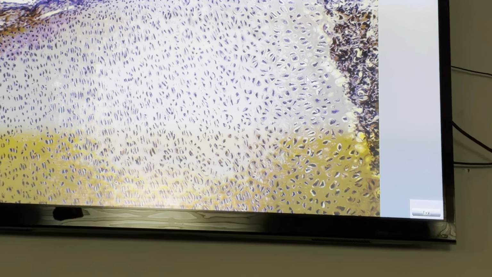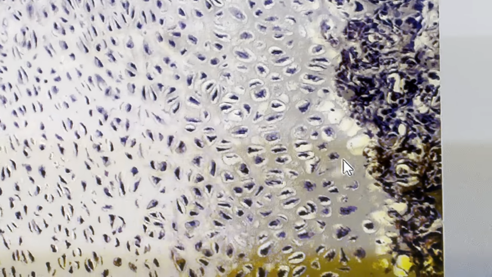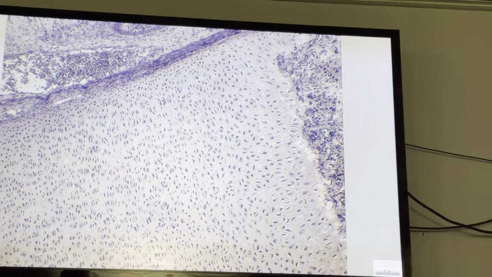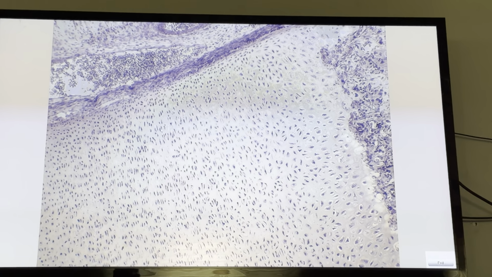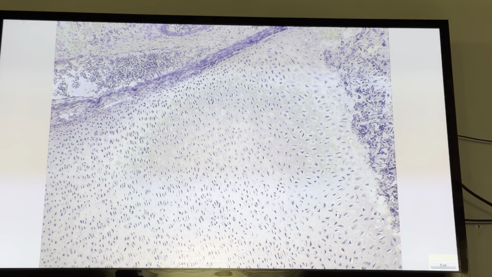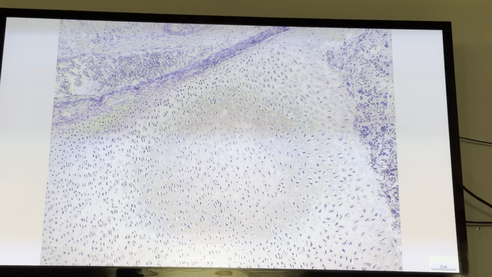Resting zone consists of typical chondrocytes. Proliferative zone, we can see columns of stacked cells. Hypertrophic zone, chondrocytes are swollen. Calcified zone, these cells are dead. And ossification zone, the presence of bone tissue. This slide is stained by hematoxylin and eosin, except the first slide stained by silver stain.